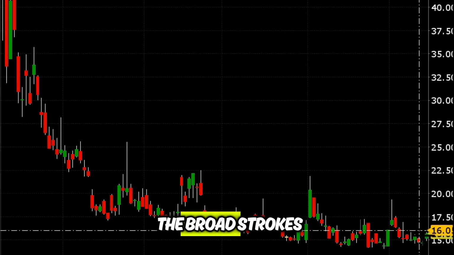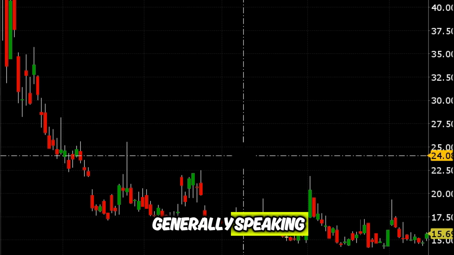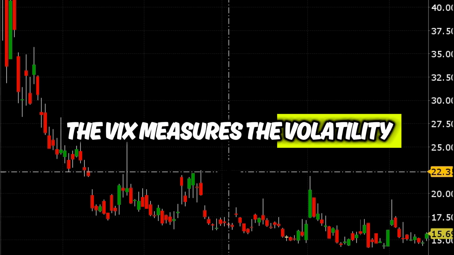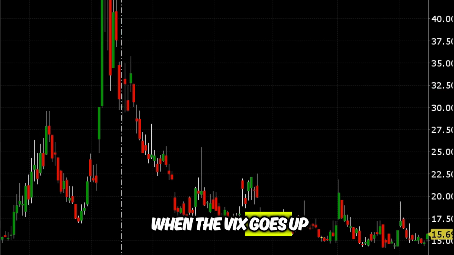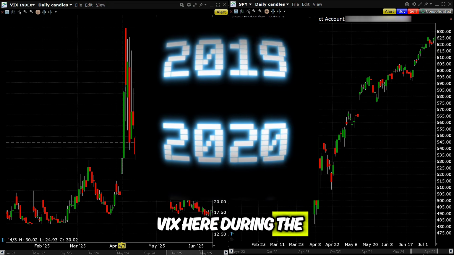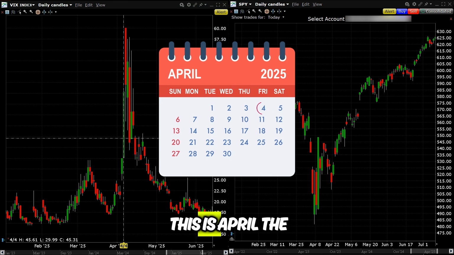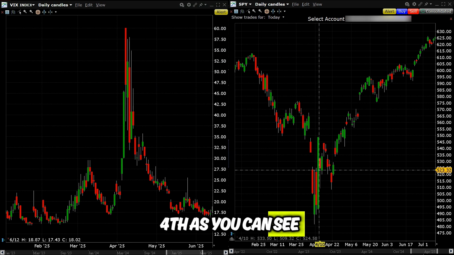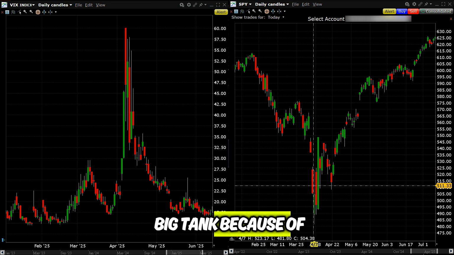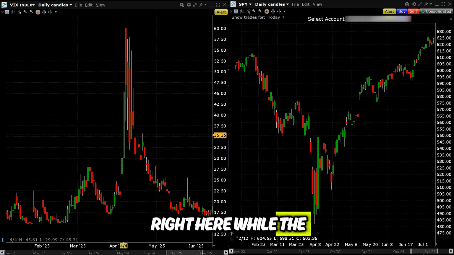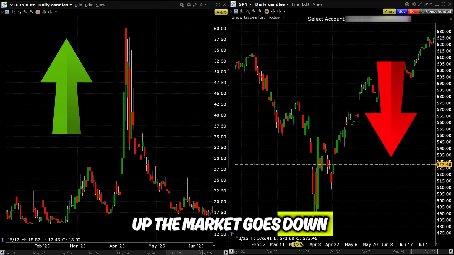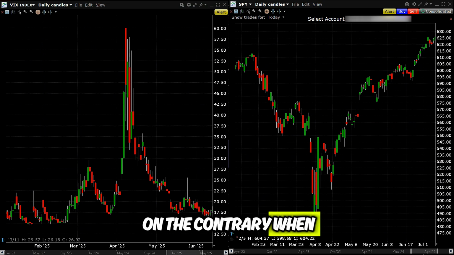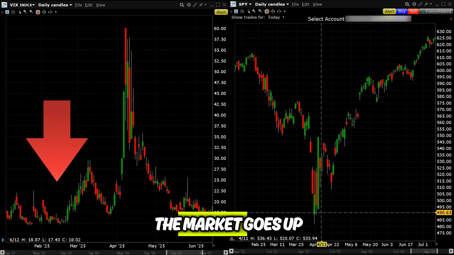First, let's talk about the broad strokes. Generally speaking, the VIX measures the volatility of the current market condition. Most of the time, when the VIX goes up, the market goes down. As you can see here, during the trade war in April, this is April the 4th, the market had a big tank because of the trade war right here, while the VIX is popping up. When the VIX goes up, the market goes down. On the contrary, when the VIX goes down, the market goes up.